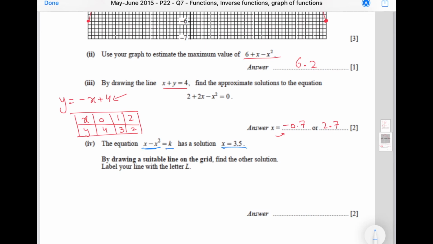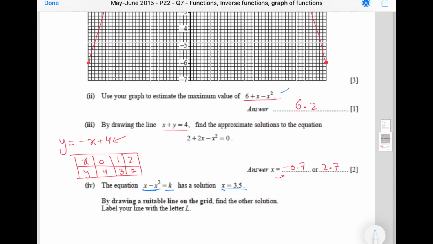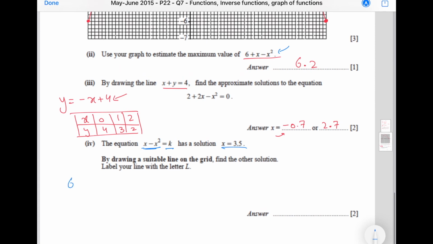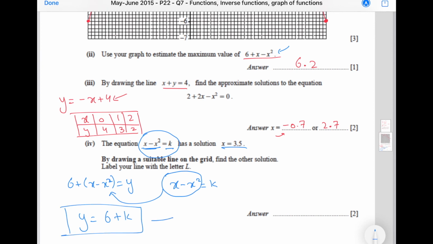By drawing a suitable line on the grid, find the other solution, label your line with the letter L. So if you look at the equation of the curve, which is y equals 6 plus x minus x squared, and according to this equation right here, x minus x squared is equal to k. Therefore, if I substitute this over here as k, y becomes 6 plus k. Now, since this equation has no x in it, that means this is going to be a horizontal line.